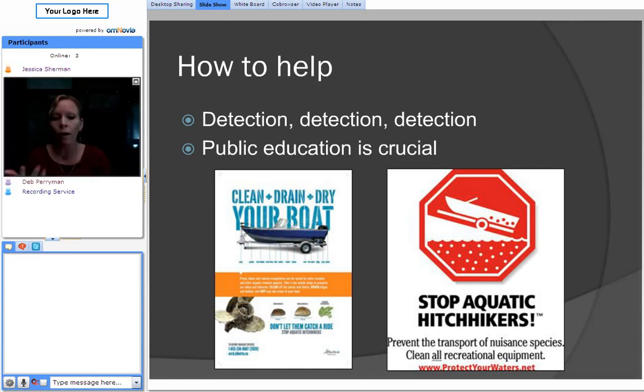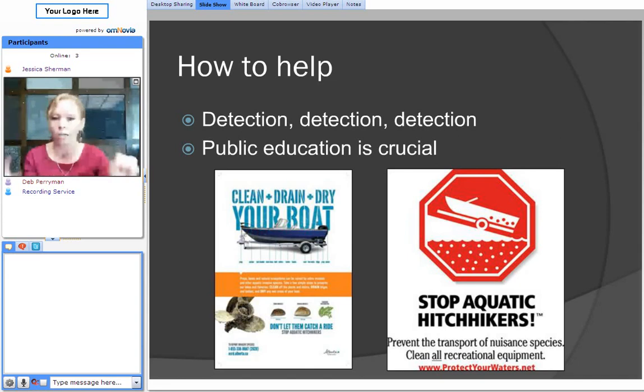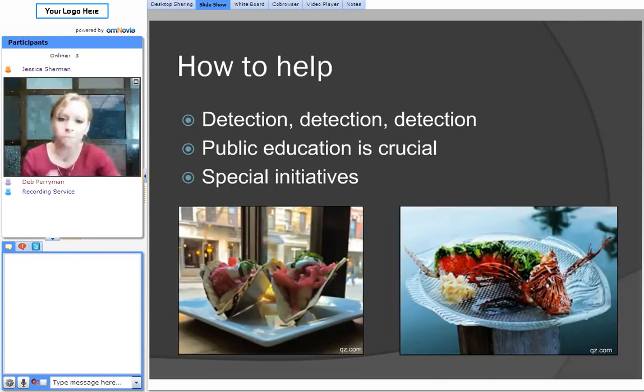So they may not be aware that their boat is transporting species. They may not be aware that their aquarium pet can become an invasive species. They may not be aware that the beautiful flower they just purchased for their garden can have its seeds dispersed and take over an area. So education is a really important factor as well.